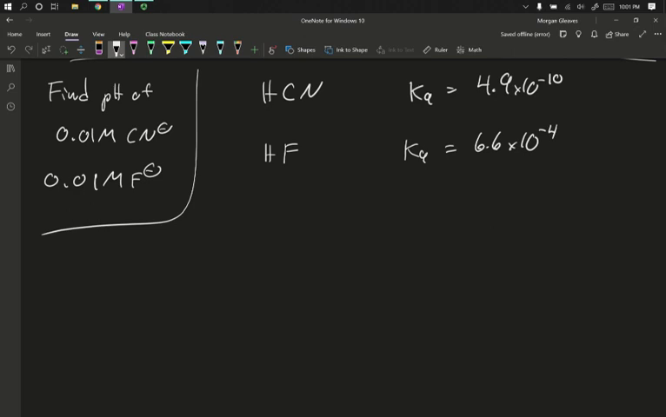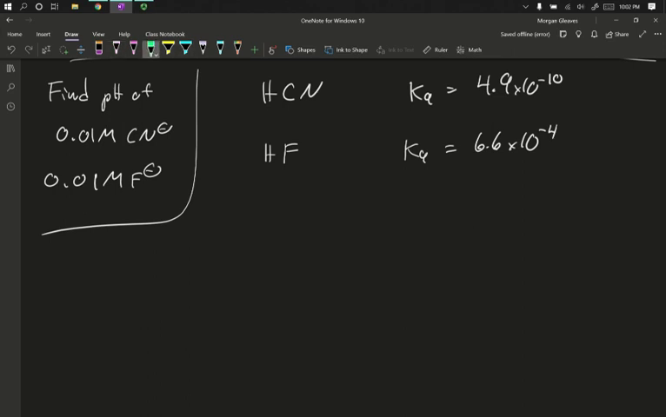In this video, we're going to find the pH of two different weak bases. To do this, we're given the information about the weak conjugate acid. For hydrogen cyanide, the Ka is 4.9 times 10 to the minus 10, and for HF, the Ka is 6.6 times 10 to the minus 4.